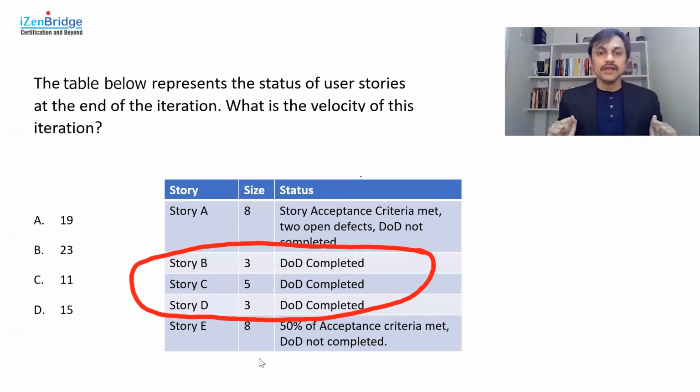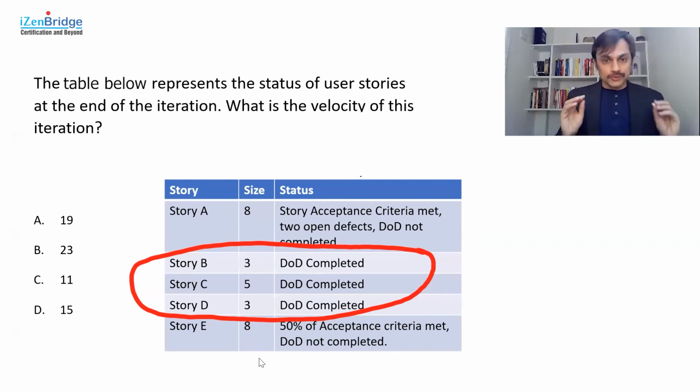What I see here is story A seems to be well completed, but it is not meeting the definition of done, and that's the only information provided to us. Whereas story E is clearly shown to be partially done, 50%, but it's not meeting the definition of done. Now you may be inclined towards considering story A as part of velocity, or maybe considering some part of story E's points also, because both of them are big. They are 8 pointers. If you consider something, your velocity goes up.